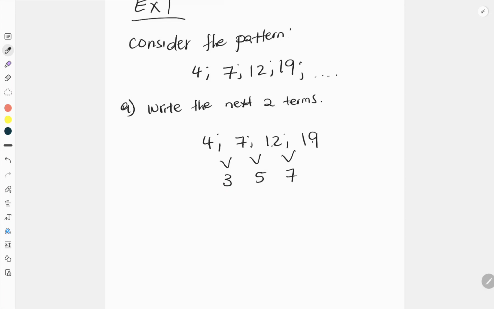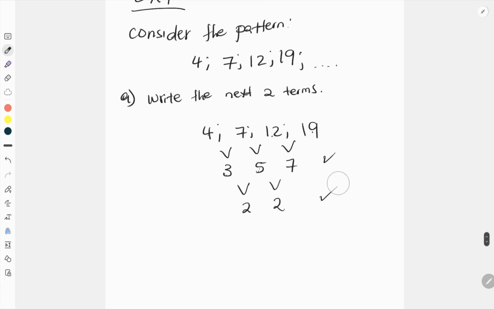These are not constant. So you continue. 5 minus 3 is 2. 7 minus 5 is 2. Now you have a constant difference. Remember, immediately when you have the first difference and the second difference, it's a quadratic pattern. Then, how are you going to get the next terms? You continue. Remember, it's 3, 5, 7, then it will be 9 here, and 11 there.